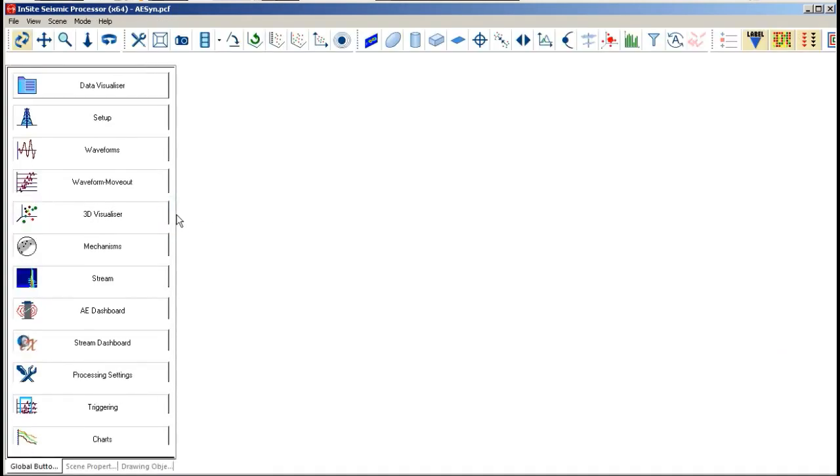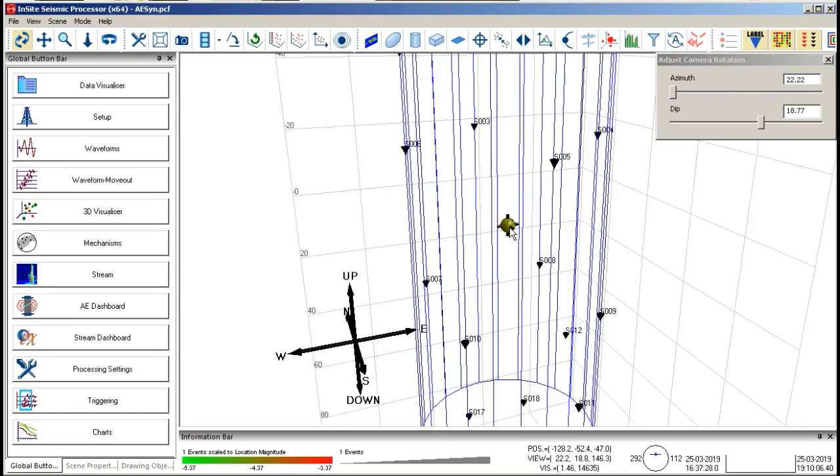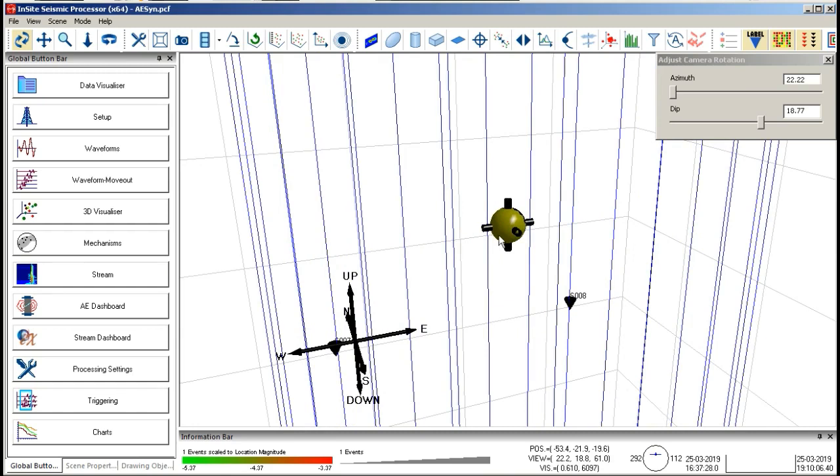I can check the quality by going into the 3D visualizer, and we can see the event is located right where it's supposed to be. So it's pretty accurate when you have 3D coverage of the volume you're looking at.